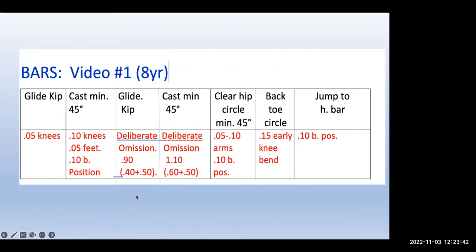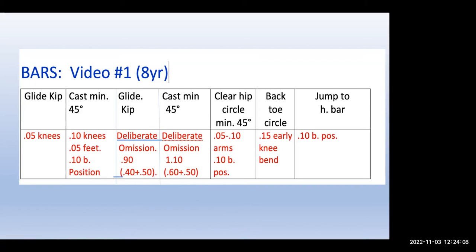So here's an example of what you would take. Deliberate omission is 9/10. It's the element plus 5. And she did it twice. So the kip is 4/10 and the cast is 6/10. So she lost a lot there. And she just went kip, cast, and went clear hip right away. So that was something to note. I missed that the first time.